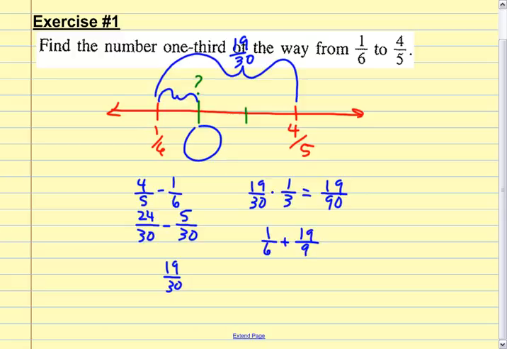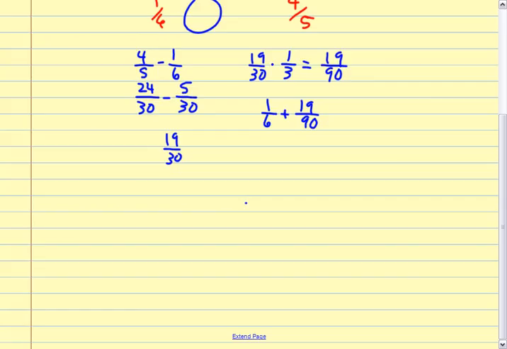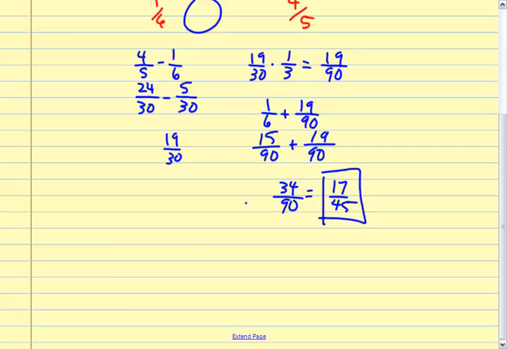I got to have a common denominator. Okay? The common denominator is 90. 6 times what? 15? Good. All right. 15/90ths plus 19/90ths is going to be 34/90ths. But I need to reduce that. 2 goes into both of them. That's 17/45. Okay. That's the number that's 1/3 of the way between the two numbers.